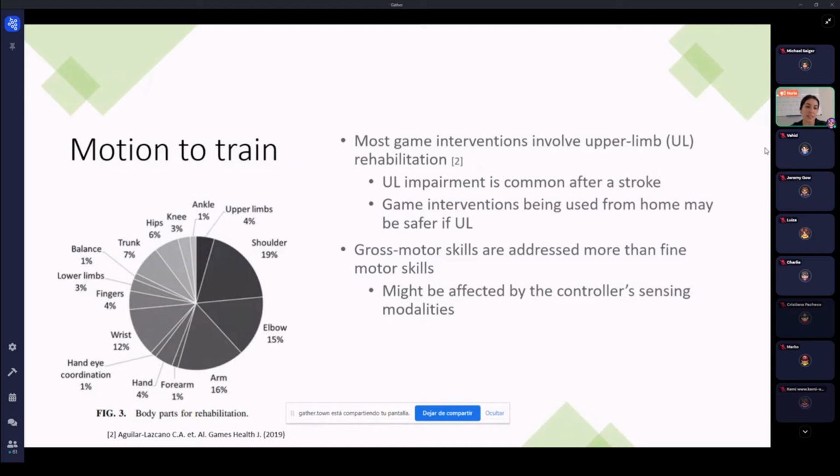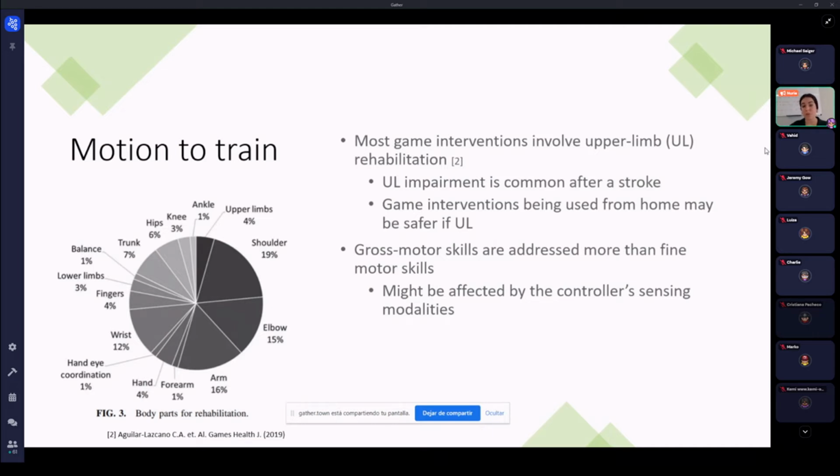As you can see in this figure, different studies report training of different body parts, the hips, the fingers, the elbow, the arm. However, most of these game interventions do involve upper limb rehabilitation. This can be because upper limb impairment is actually quite common after suffering from a stroke, which is actually a disease that is very targeted in the literature.